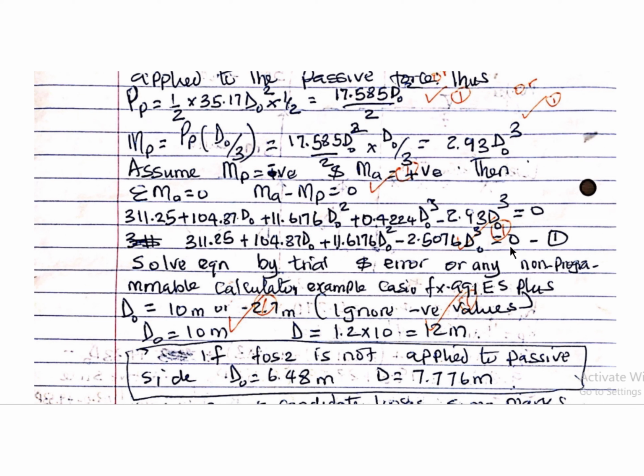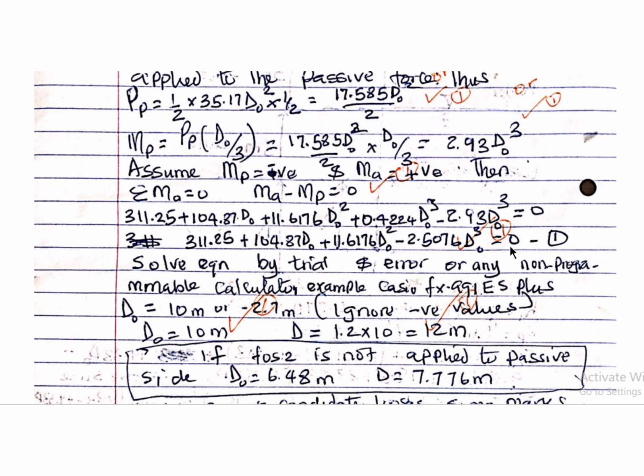So in my case, I get d naught equals 10 or negative 2.7, but negative values don't make sense here, so we ignore that and take d naught as 10, and d then is 12, based on d equal to 1.2 d naught.